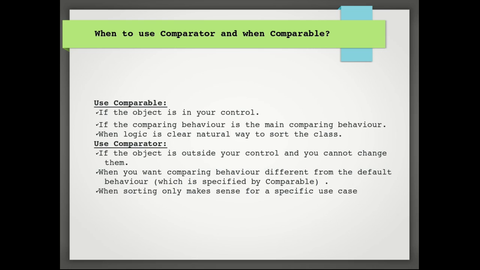But suppose we are using a different class which we don't have access to, we have only the jar file and we are using it, then at that time we don't have control over that particular class. Suppose we want to add the comparing behavior, then we need to use comparator.